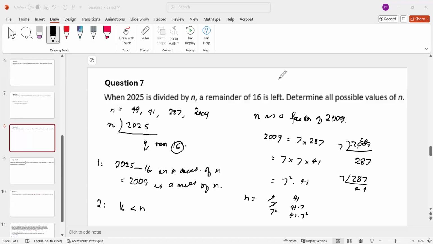for n. See, if I take the largest one, 2009, and I divide 2025 by it, 2009 goes into this one time, and you see the remainder is 16. So 2009 is a possibility, to actually check. You have exactly the same thing with these 4 numbers. The remainder is always 16, and those are the only 4 numbers. Okay, so there are 4 possible values of n.